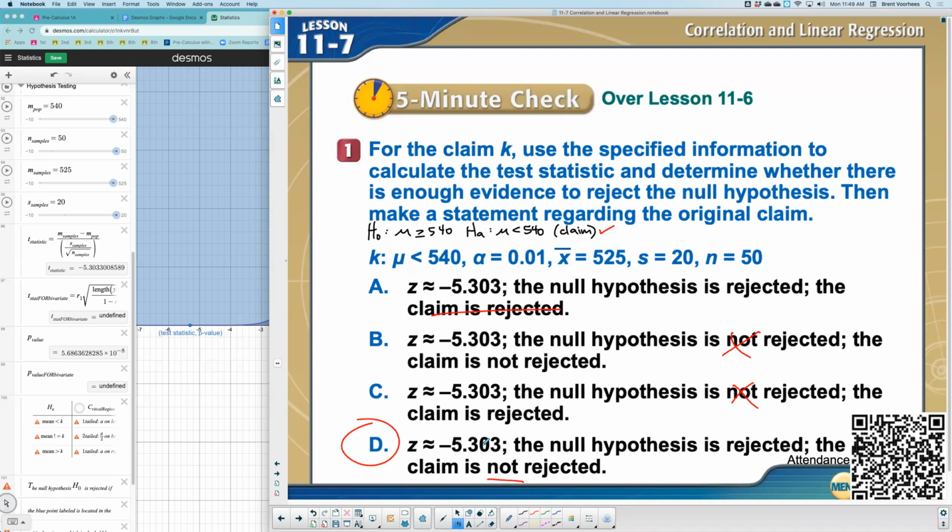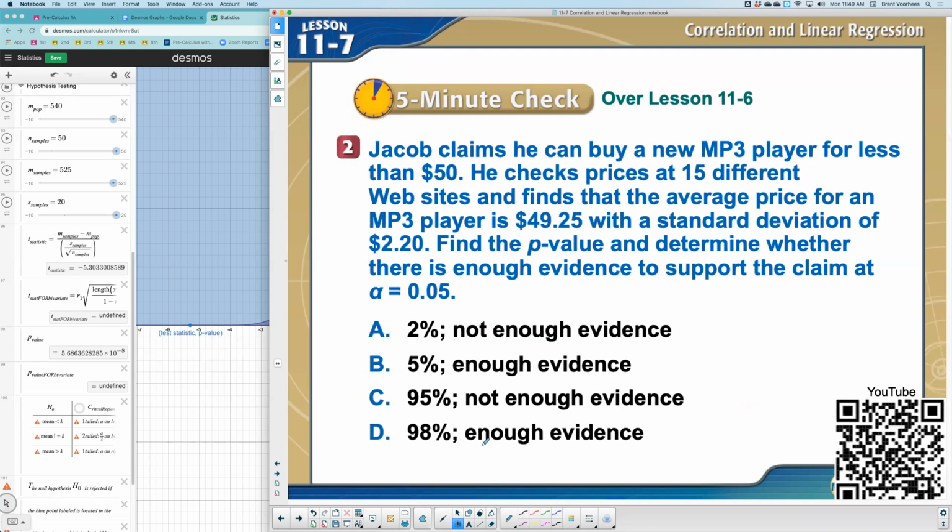All right, now let's take a look at number 2. It says Jacob claims he can buy a new MP3 player for less than $50. So the claim is he can buy it for less than 50, not equal to, but less than, which means it has to be the alternative hypothesis, that the mean is going to be less than $50. With that information, I'm going to write out that the null hypothesis is that the mean is going to be greater than or equal to $50.